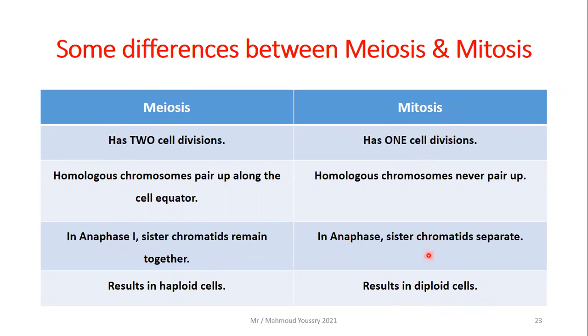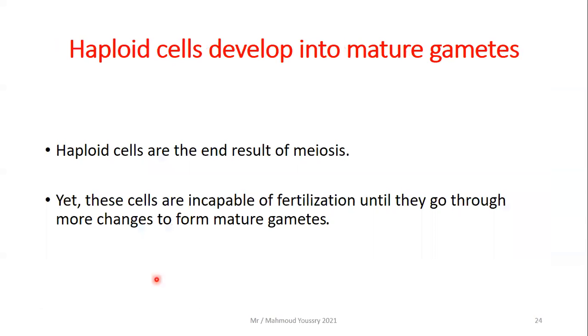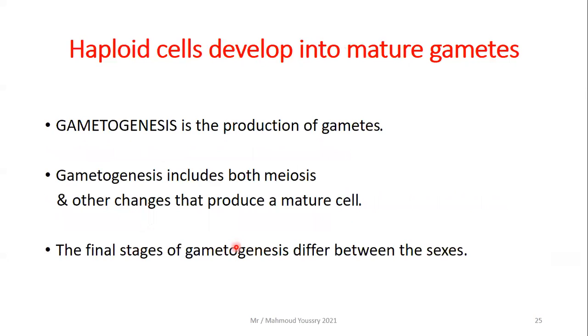In mitosis, it results in diploid cells. Yes, they are copies of the original cell or the parent cell, but in meiosis, it results in haploid cells. Then the haploid cells develop into mature gametes. Haploid cells are the end result of meiosis. Yet these cells are incapable of fertilization until they go through more changes to form mature gametes in the reproductive organs of any organism. A process named gametogenesis is the production of gametes.